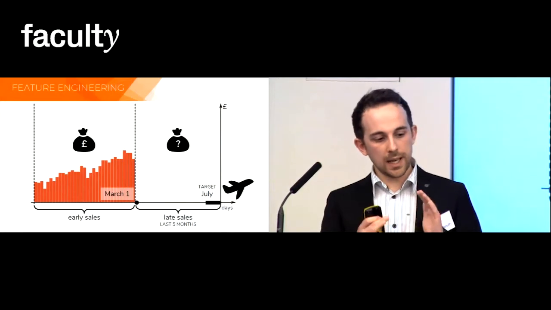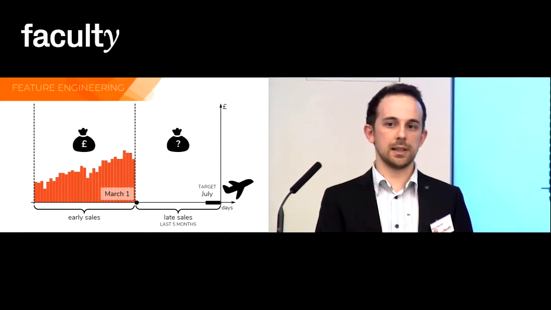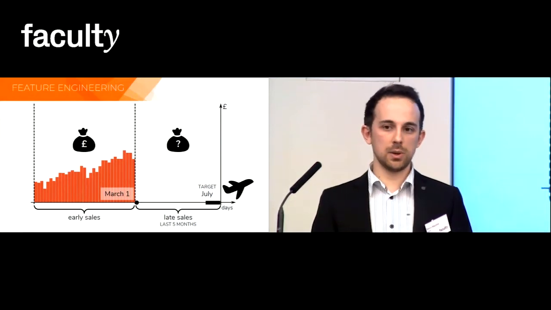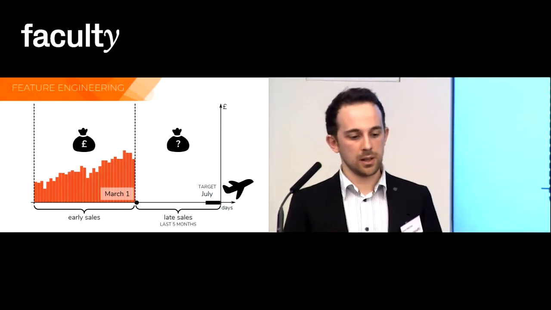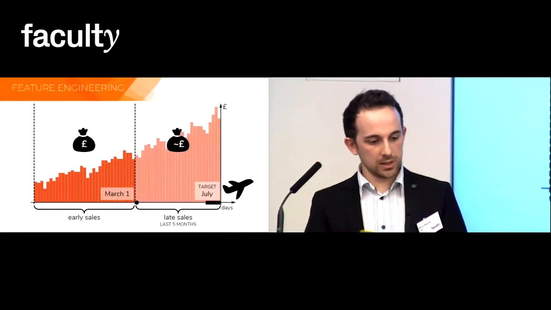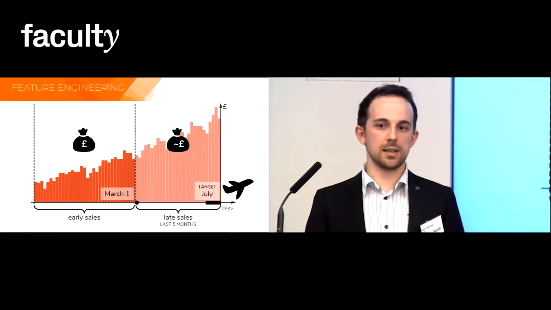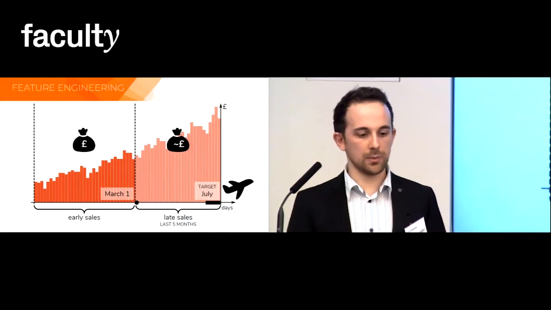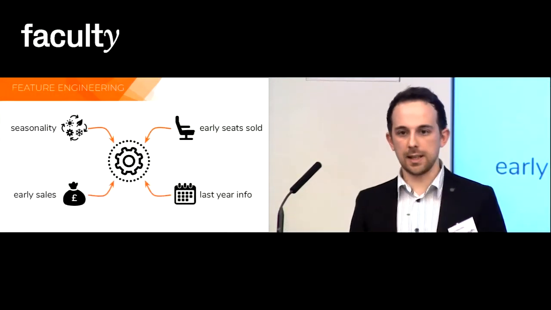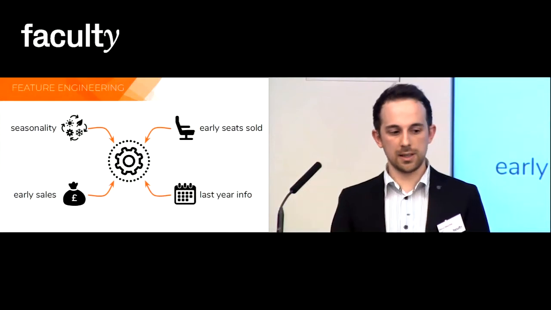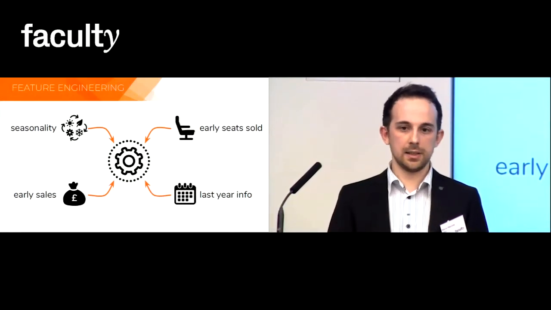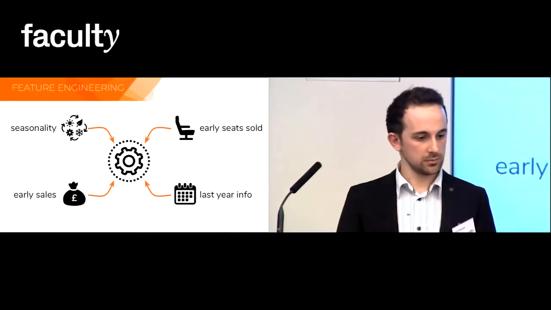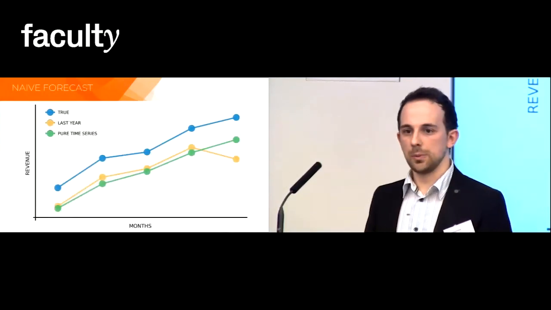And we can give the model full knowledge about these early sales. They already took place. What we don't know are the late sales, the ones that will happen in the last 5 months. All my model has to do is to guess the late sales. And in order to make a good prediction, I provided features that encapsulate seasonality of my time series, early sales, number of early seats sold, and last year features. Let's go back to our example.